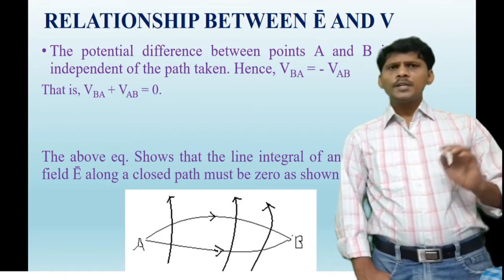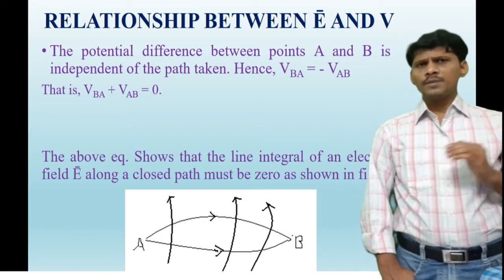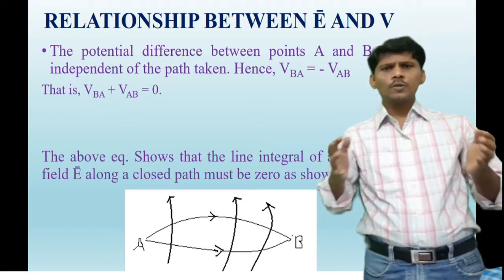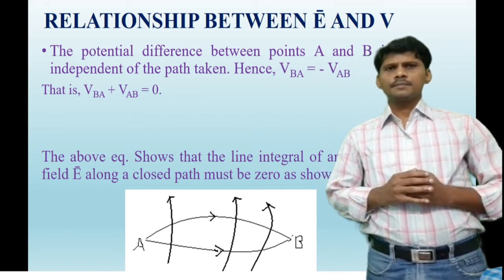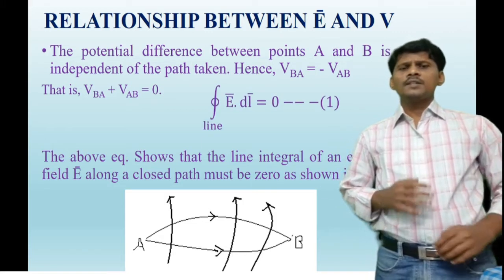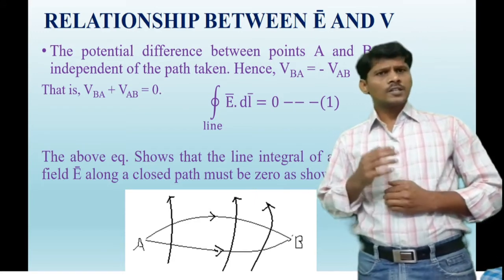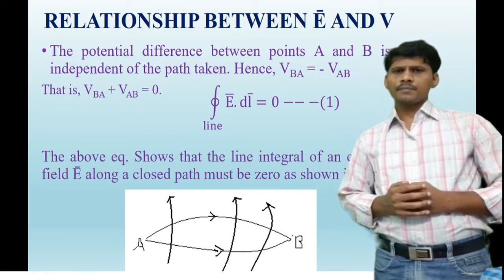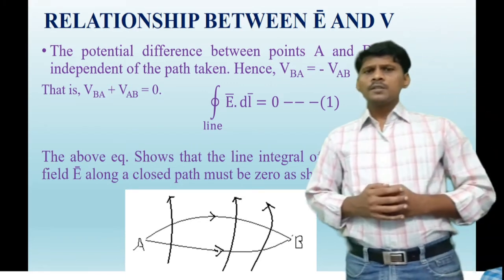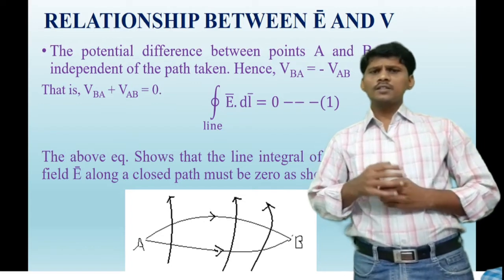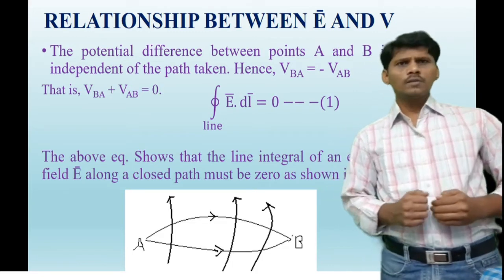Therefore, taking minus VAB to the LHS, we have VBA plus VAB is equal to 0. So the potential is equal to 0 between point A and point B. The above equation shows that the line integral of the electric field intensity about any closed path in a static electric field is 0. Closed line integral of E bar dot dl bar is equal to 0. That means the line integral of the electric field intensity around any closed path must be 0, which is shown in the figure.